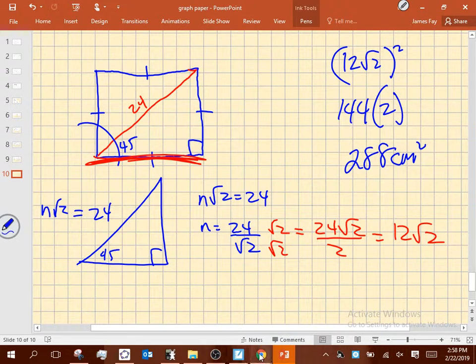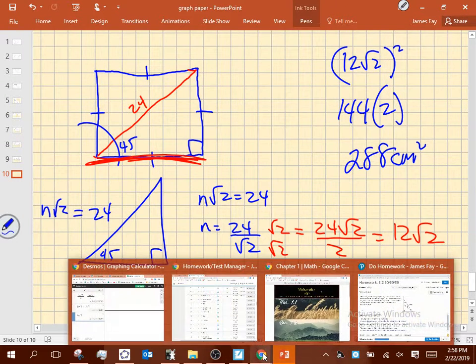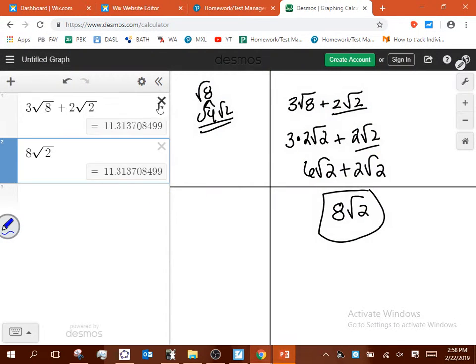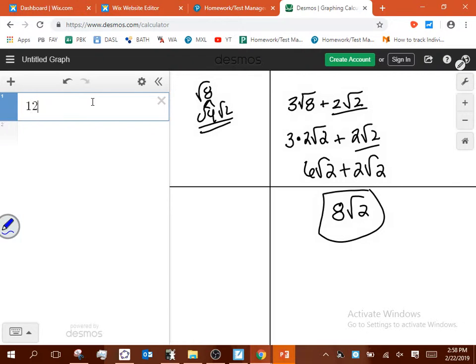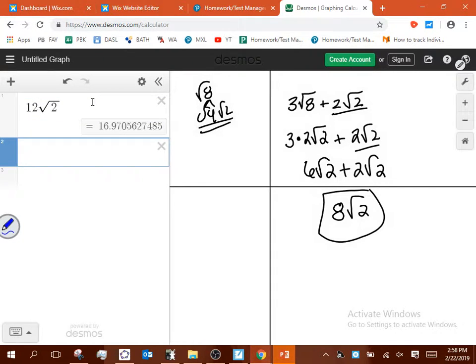Okay? If I were to deal with values that were not exact, so let's say that I got that 12 radical 2 number, 16.9. Let's just say I leave it at 16.9. Is that what that number was? Okay. And now I want to square it. 16.9 times 16.9. Do I get 288? No. Okay. So do you see the impact of rounding there?